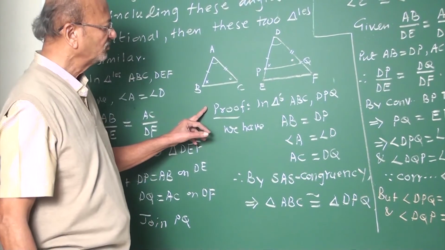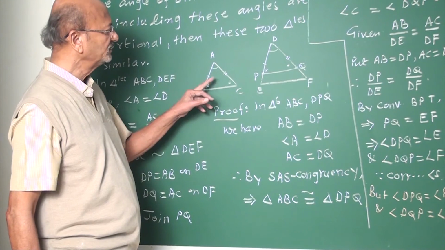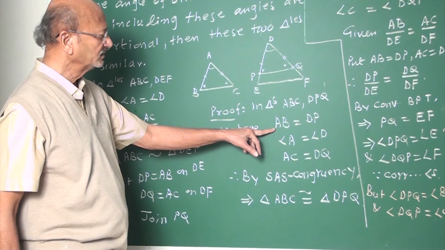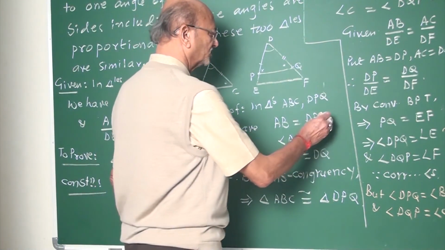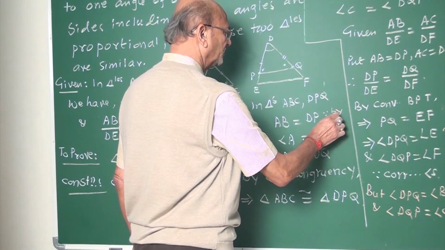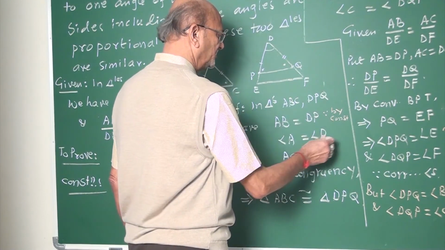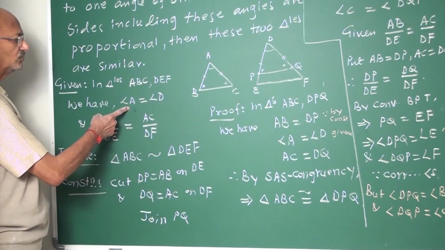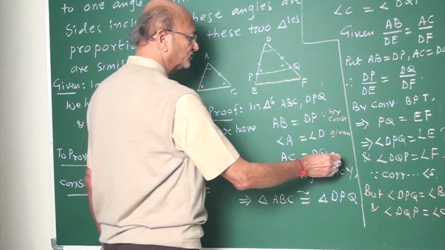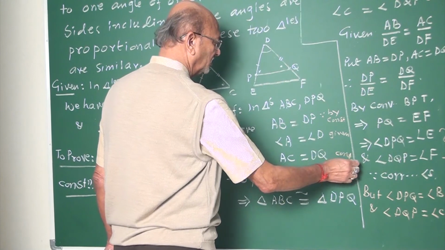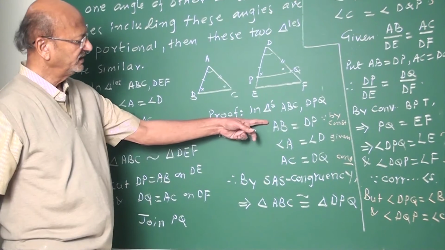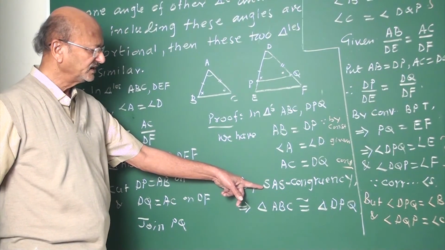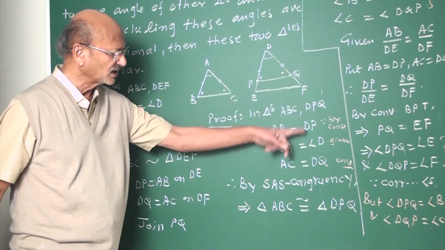Proof, my friends. Now you have to consider first what? Triangle ABC and DPQ. AB equal to DP, because by construction this is. And this is given, my friends: angle A equal to angle D is given. AC equal to DQ is again by construction. Therefore, SAS. Two sides are equal and one angle is equal. Therefore, by SAS congruency, these two triangles are congruent.